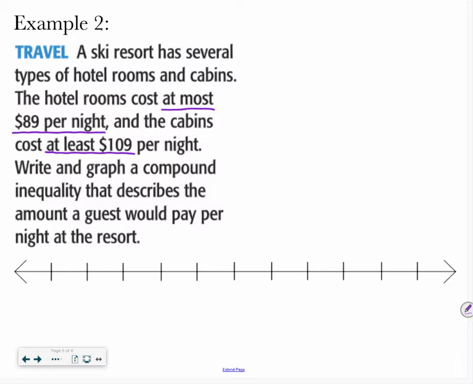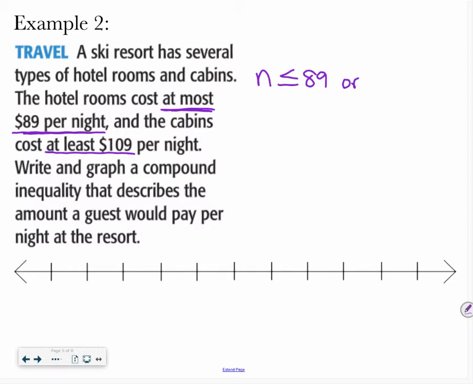So let's assume that the guest is only going to rent one type of room. If they rent a hotel room, we have our cost per night. We're going to just say N is less than or equal to 89, right? Because if the hotel rooms are at most $89, that means that hotel room is not going to cost more than $89. So I have my first inequality.